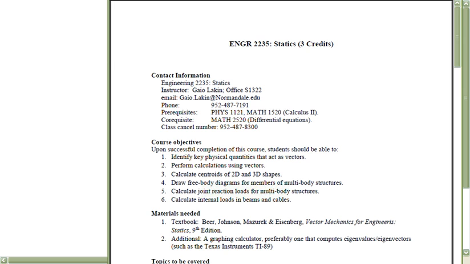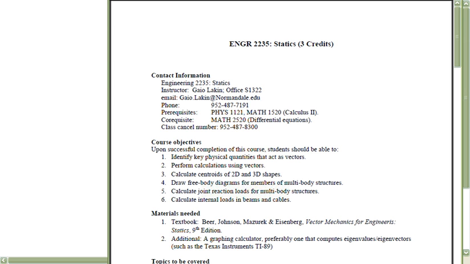My name is Guy O'Lakin. My office is S1322, right between the 2 labs. There's my email, my phone number. To get a hold of me, email works best. I try to return phone messages, but email is like sitting right there. So if you can ask a question by email, please do that.